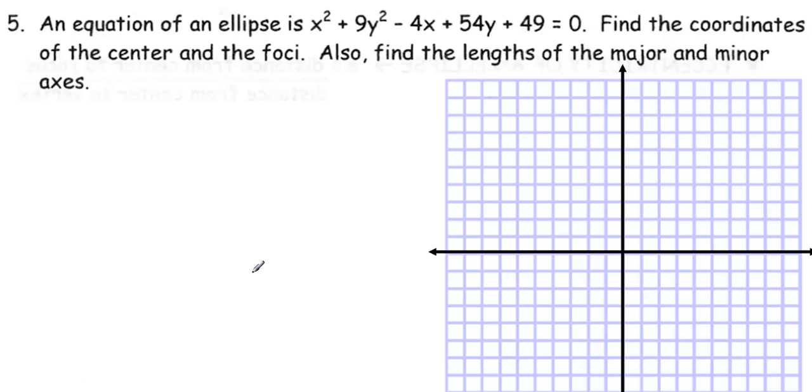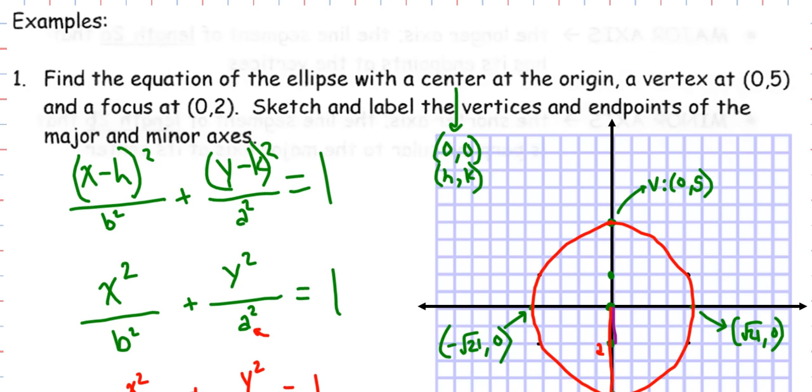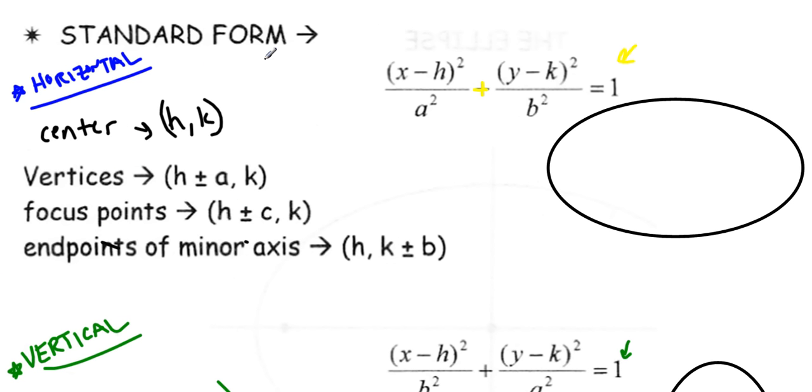Let's say we're given the equation of an ellipse, and we're asked to find the coordinates of the center, foci, and the lengths of the major and minor axes. So we need to start with our equation here. Notice that our equation's in standard form. It's not in the vertex form. Did we call that standard form back there? I don't like that. Standard form.